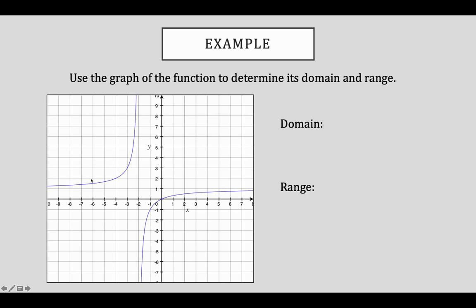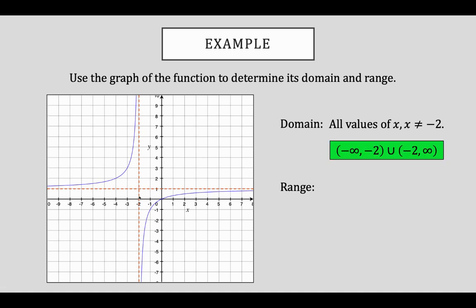Similarly, notice that as the graph goes to the left, the y values get closer and closer to 1. As the graph goes to the right, the y values also get closer and closer to 1. Here, we have a horizontal asymptote. So in terms of the domain, I cover all my values of x on this graph except for x equals negative 2. Therefore, my domain is all values of x where x cannot equal negative 2. Using interval notation, we have parentheses negative infinity, comma negative 2 in union with negative 2, comma positive infinity.